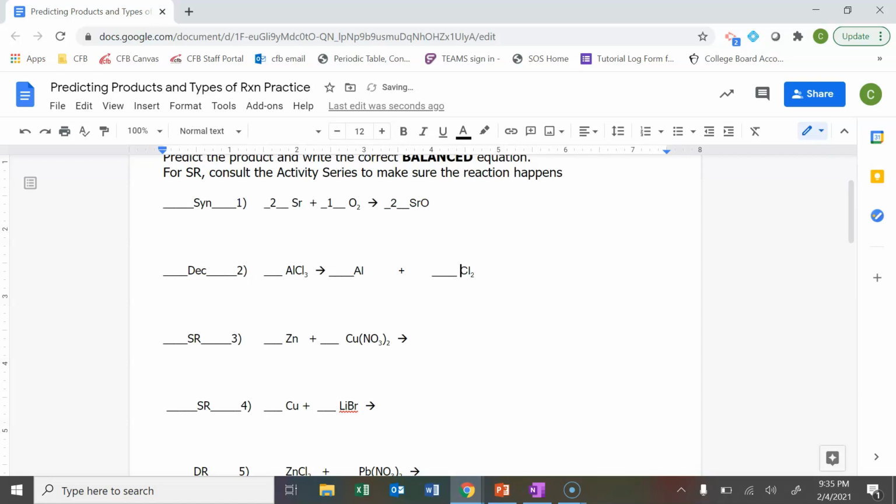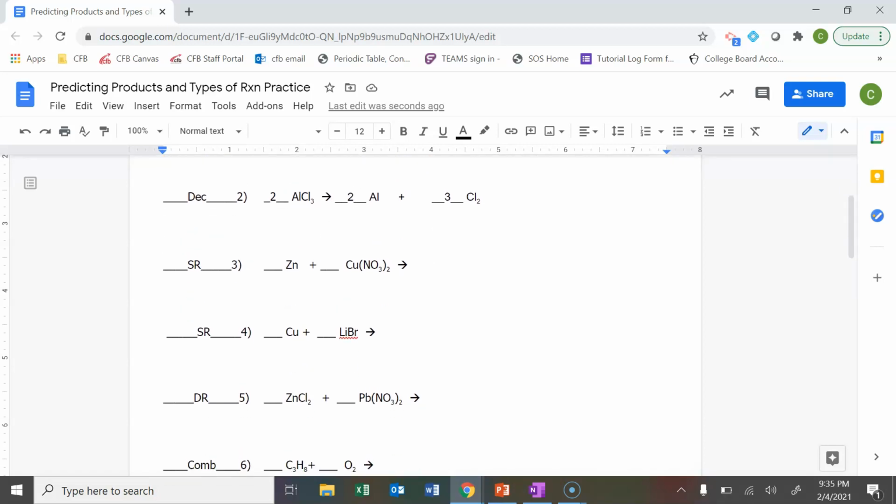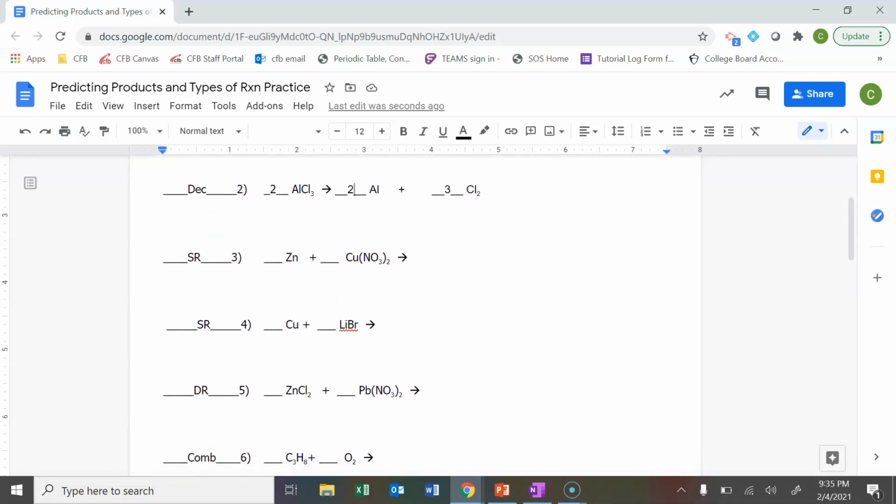And then we would just balance it. Aluminum is the same already, but chlorine is not, so I'm going to put a 2 right here, a 3 right here. That doubled aluminum, so I'm going to have to put a 2 right here. And that's balanced.